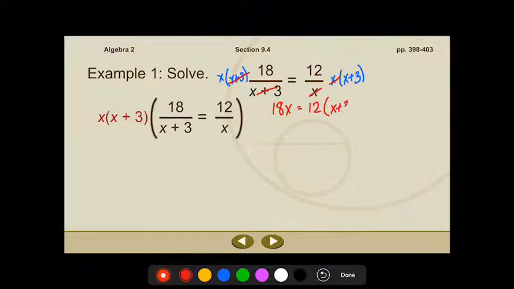times the quantity x plus 3. And you distribute out the 12 and you solve for x. The way they're recommending to do it, or showing how to do it, is a viable way. There's nothing wrong with it. You just multiply everything out by that.